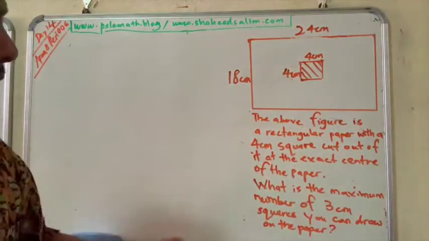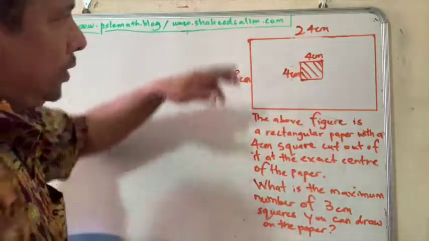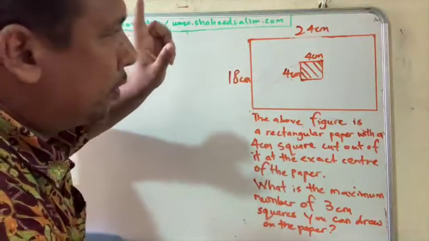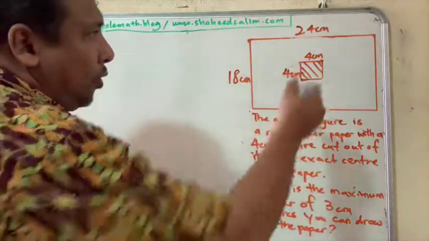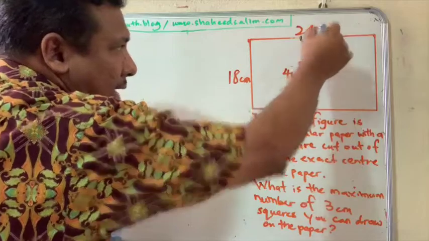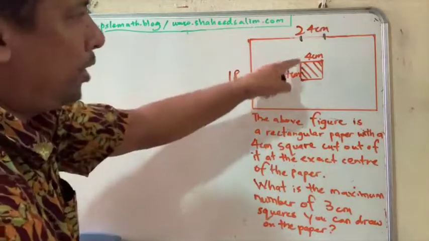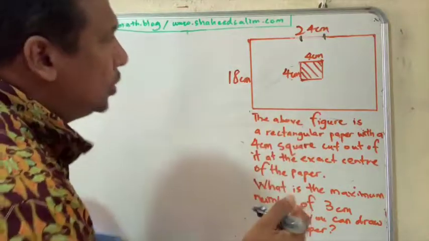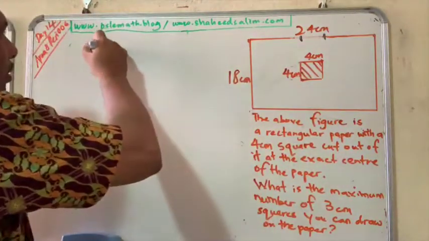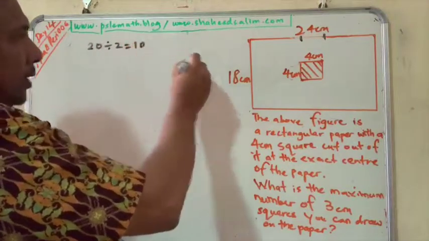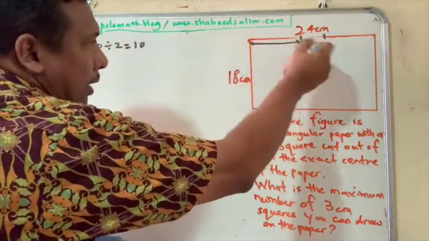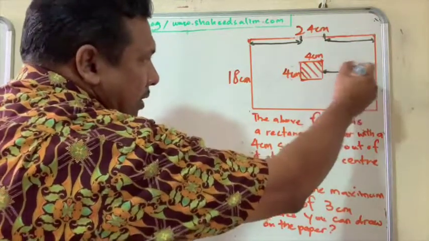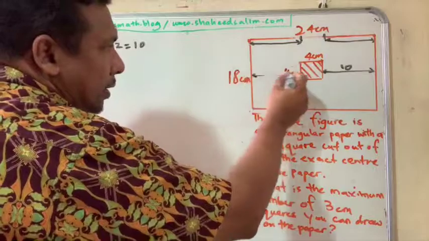So what it means is, if the whole length of the rectangle is 24 cm and this is 4 cm, this 4 cm is right at the center. 24 minus 4 gives 20. So you must have 20 here. 20 divided by 2, you get 10. From here to here, the empty space is actually 10, which is here is 10 cm, and here is 10 cm.